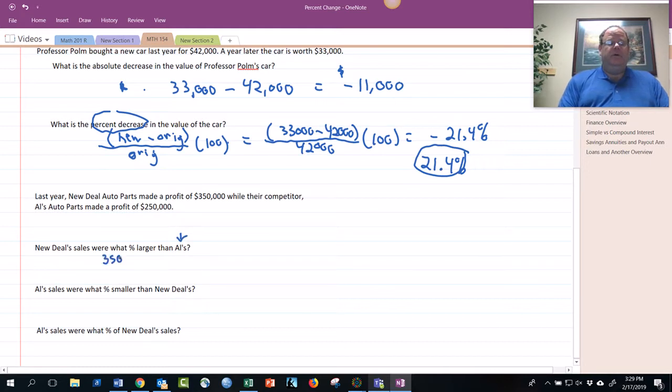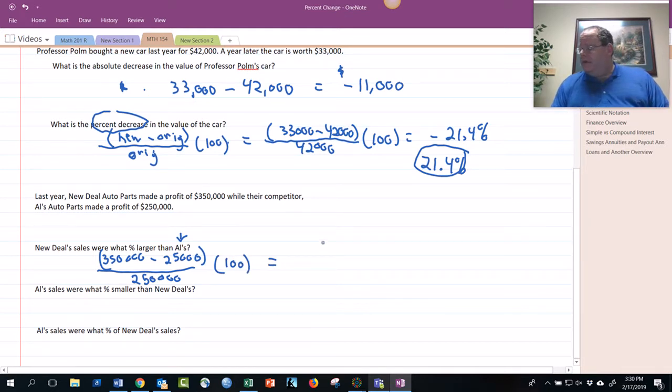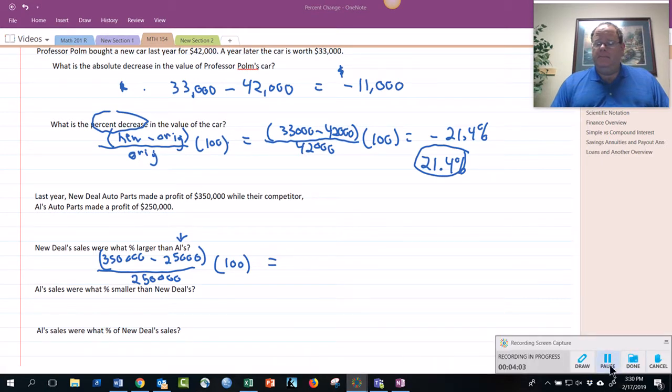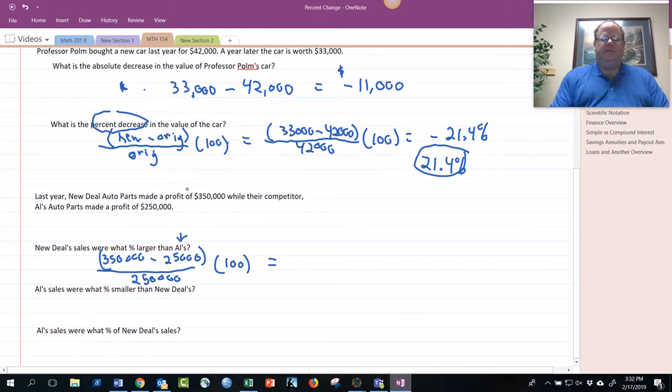So 350 minus 250, over 250, 250,000 each time. Whoops, forgot my parentheses, times 100. So the amount turns out to be, let me get the calculator here, 40% is the answer to this one.